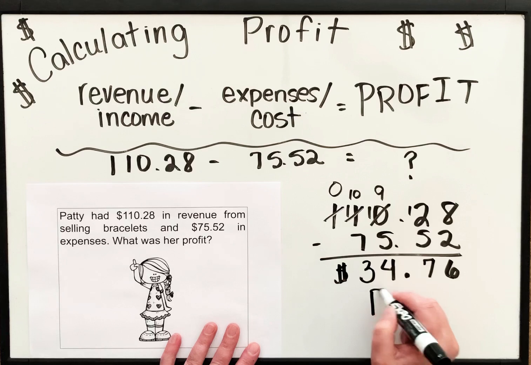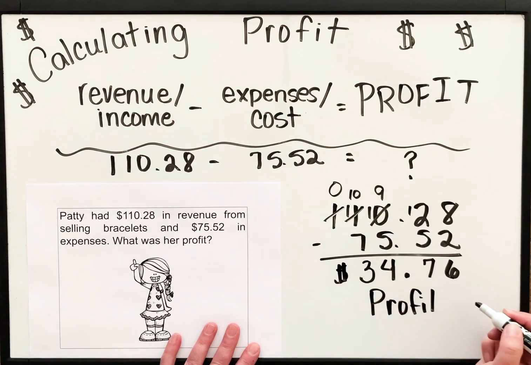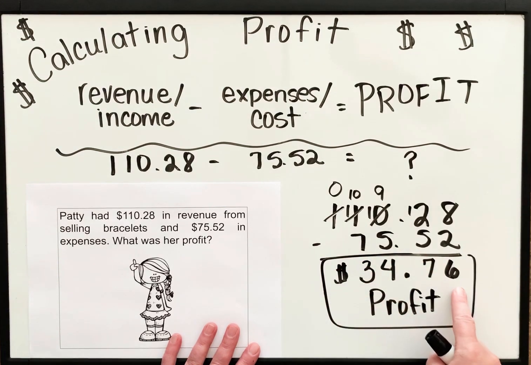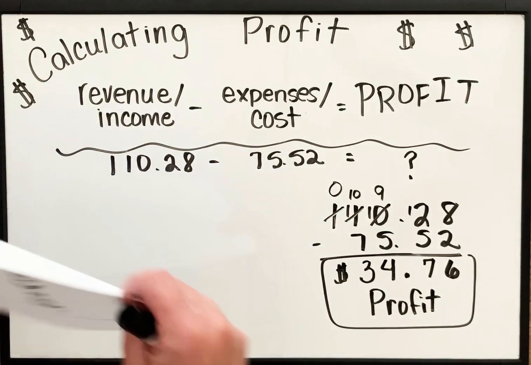So altogether, Patty's profit from selling bracelets is $34.76. That is her actual profit. Okay? Let's look at another example.